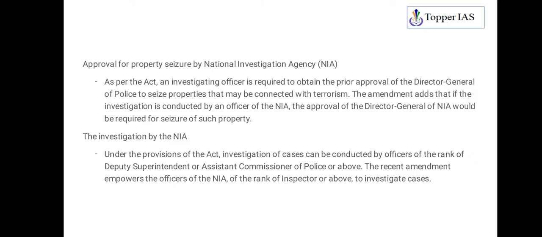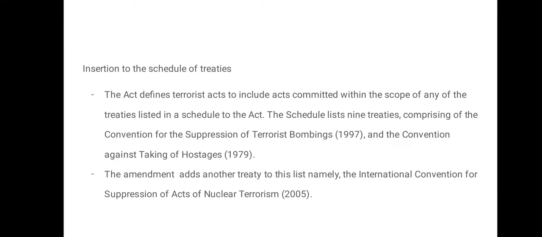Then investigation by the NIA. Initially, under the provisions of the act, investigation of cases could be conducted by officers of the rank of Deputy Superintendent or Assistant Commissioner of Police or above. The recent amendment empowers officers of the NIA of the rank of inspector and above to investigate cases. Earlier it was with the police, now even the NIA has been empowered to investigate cases related to unlawful activities. Remember this with respect to individual designation and empowering the NIA. These are the new changes which have been brought in.